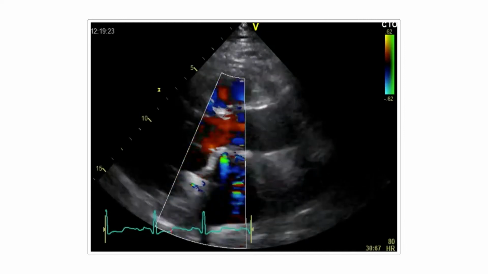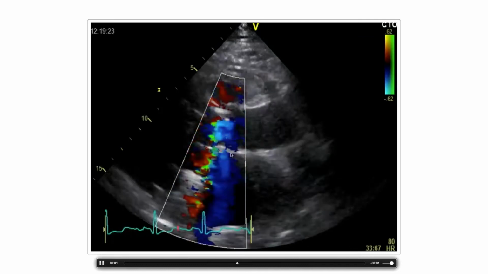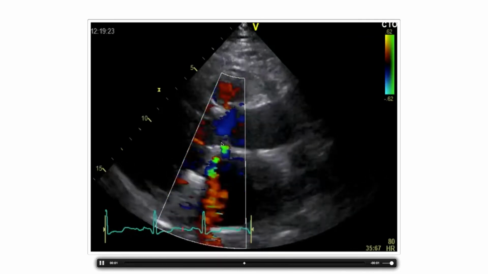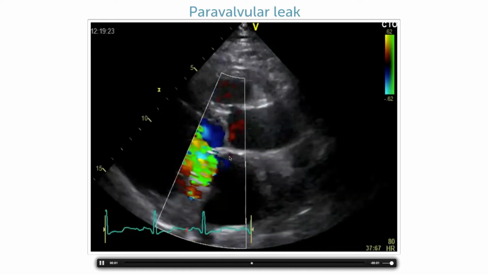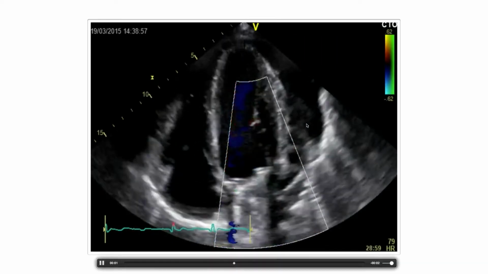Here is an example of a patient who has a small paravalvular leak. Remember, this is my favorite view actually to detect such leaks, the parasternal long axis view, where you do not have shadowing of this anterior portion of the mitral valve, and you can nicely see this rather small, probably I think insignificant paravalvular leak.